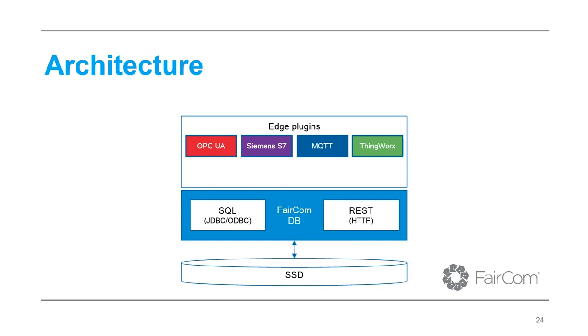And these four in particular are essentially protocols. So it allows FairCom DB to capture data via OPC UA or Siemens S7. Think of these as popular protocols in the industrial space, right? Machines and equipment tend to speak these protocols. So this is a way for us to capture that data in FairCom DB.